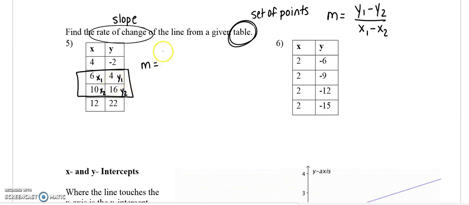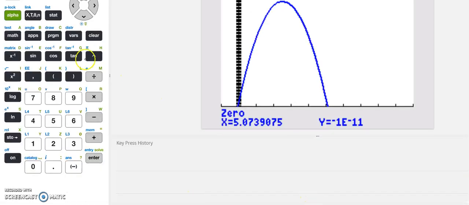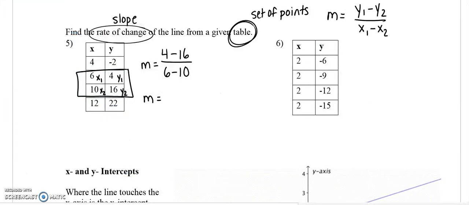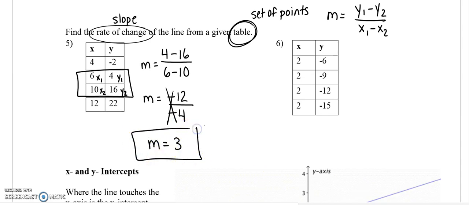So I'll do y1 minus y2, that's 4 minus 16. x1 minus x2 is 6 minus 10. 4 minus 16. Feel free to use those calculators if you need to. Alright, I know sometimes these can get tricky. I'd rather you make sure you get it right. So 4 minus 16 is negative 12. 6 minus 10 is negative 4. Negatives cancel out, and 12 divided by 4 is 3. So there's our slope.